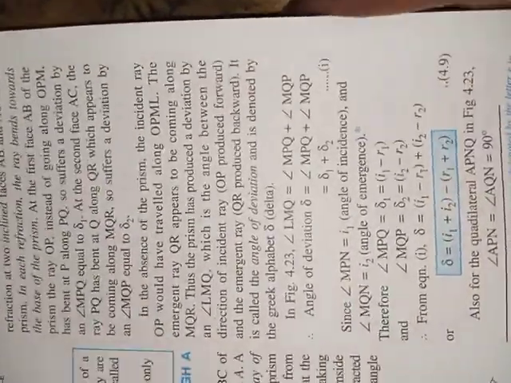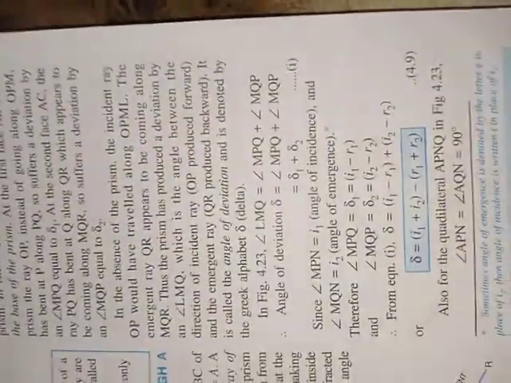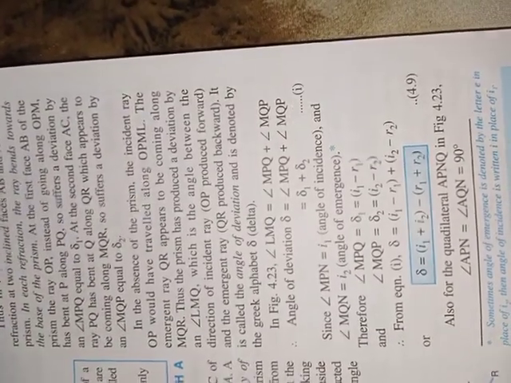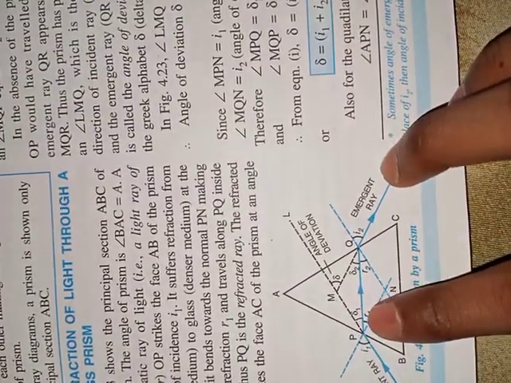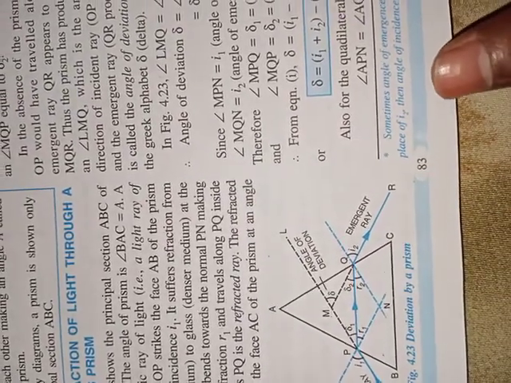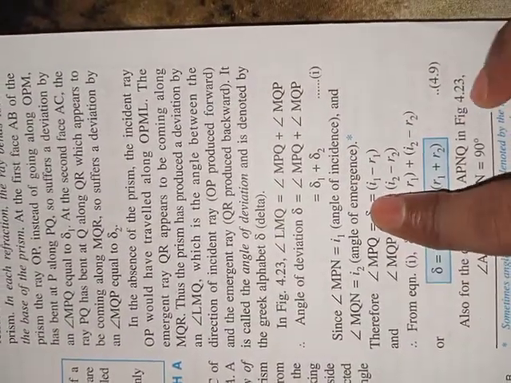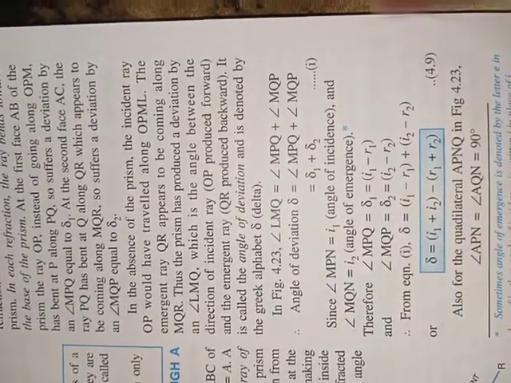Okay, from here a formula is derived. Delta means the angle of deviation. Here delta means delta 1 plus delta 2. What are delta 1 and delta 2? Delta 1 is the deviation in the first incidence, and delta 2 is the deviation in the second incidence. And we know that delta 1 equal to I1 minus R1, delta 2 equal to I2 minus R2. From that I got delta equal to I1 plus I2 minus (R1 plus R2).